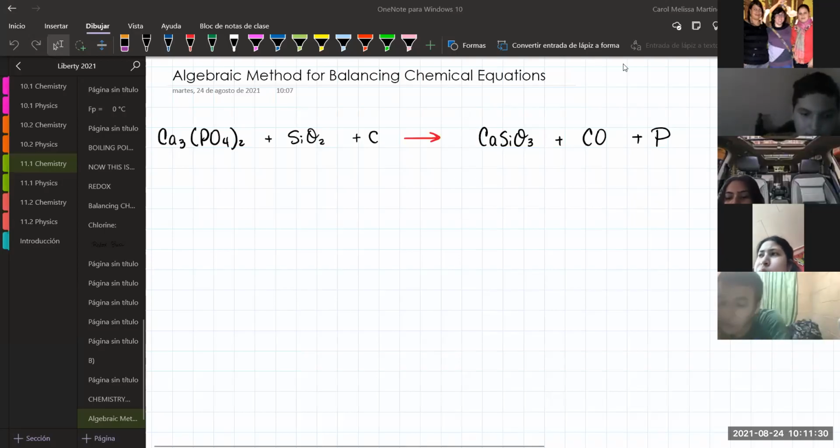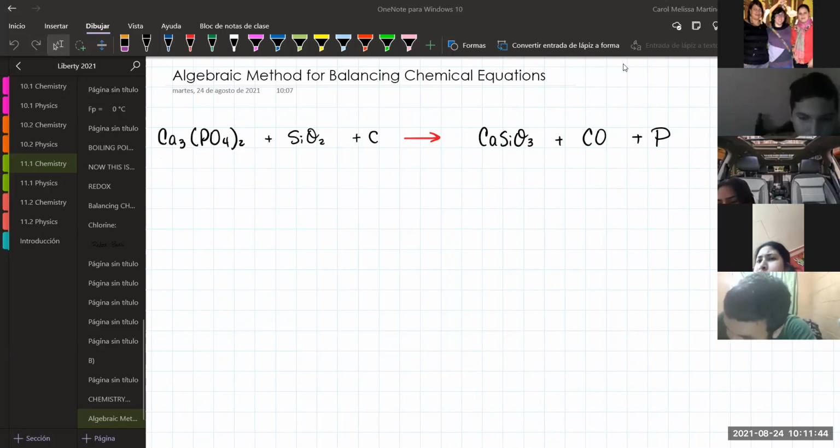With the algebraic method, the first step that we need to do is separate the terms by letters. For example, this first term that I see here, I will call it A. The second, I will call it B. The third one, I will call it C. It just happens that C is equal to C in this case, but it's not like this all the time. The other terms on the other side of the reaction will be D, E, and F respectively. This is the first thing that we need to do.